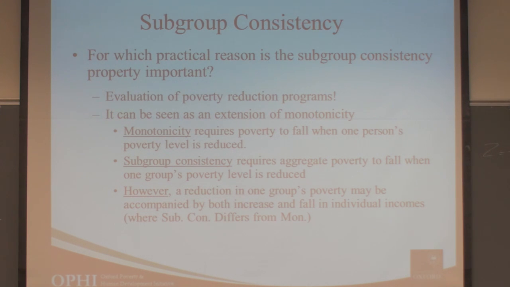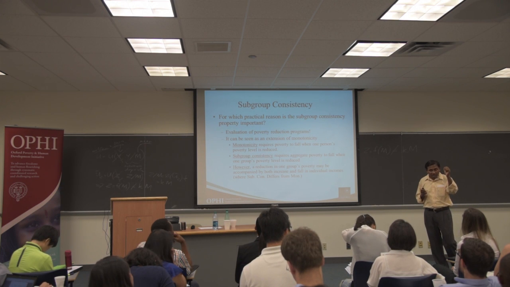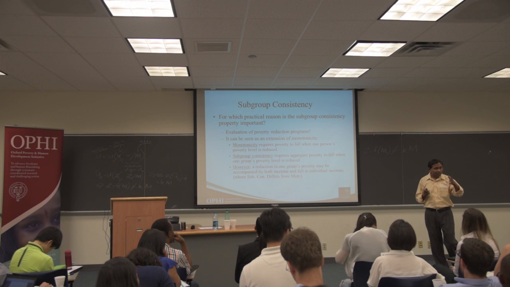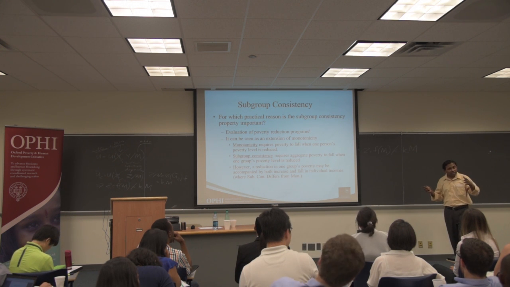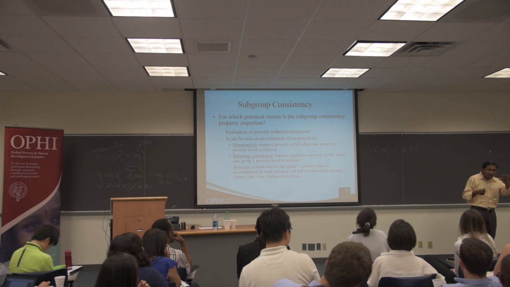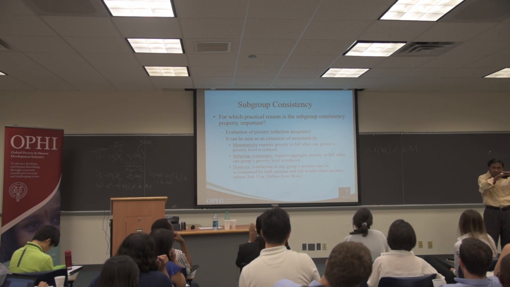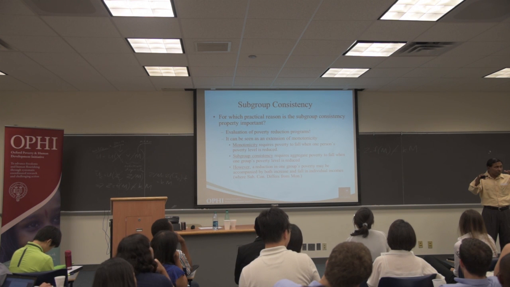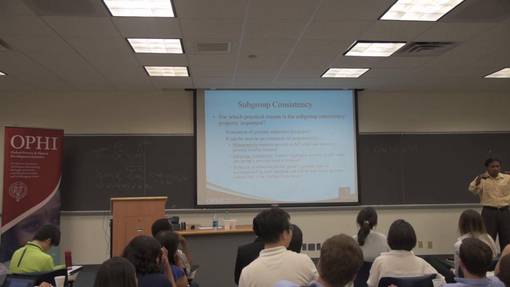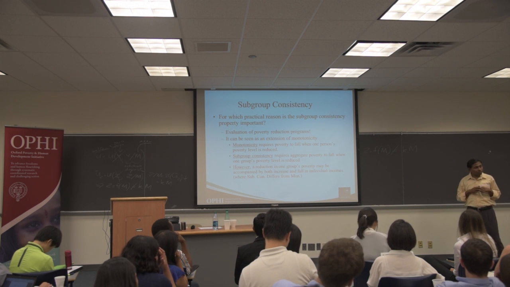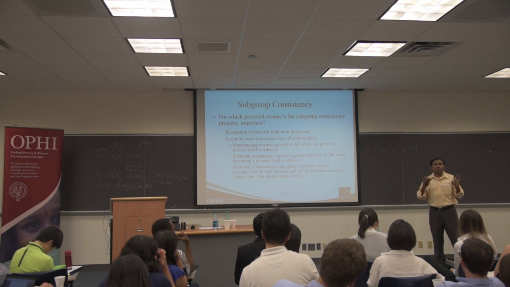But can anyone say what is the subtle difference between monotonicity and subgroup consistency? What was monotonicity? Monotonicity was: if you had, say, an improvement in a poor person's income, overall poverty should go down, and vice versa. And subgroup consistency is saying if you have an increase in poverty for one group, the other remaining the same, the overall poverty should rise. What is the subtle difference between these two? You can say subgroup consistency is the same as monotonicity if you assume that group size is just one.